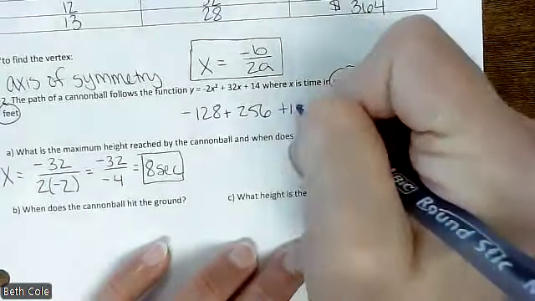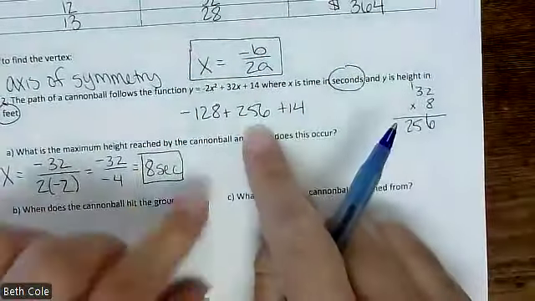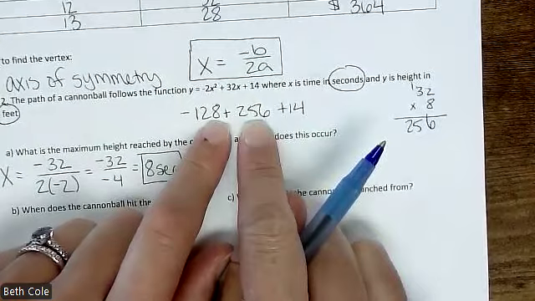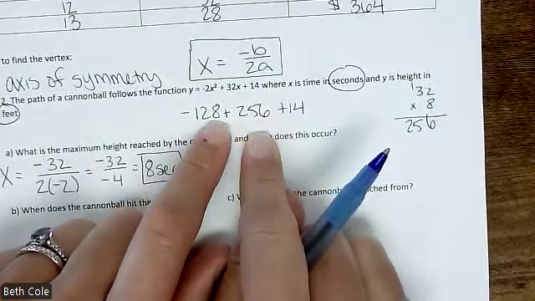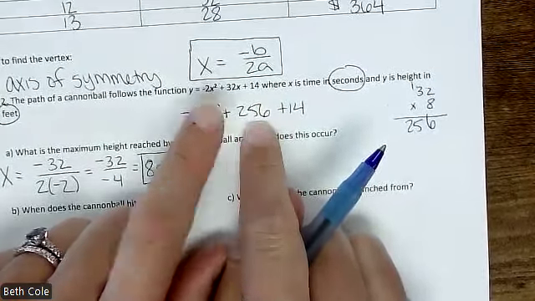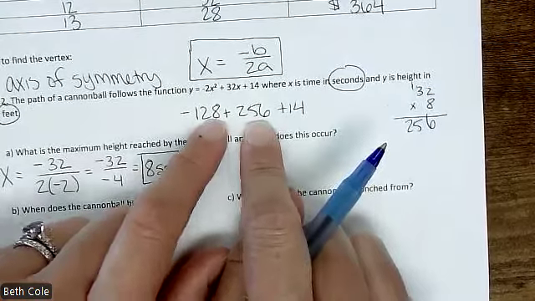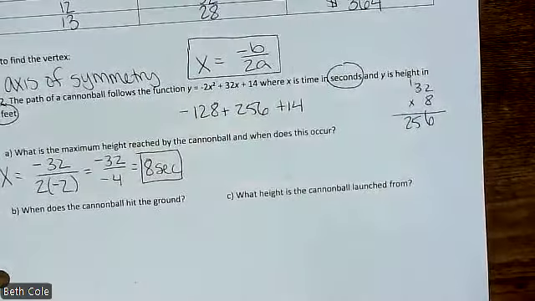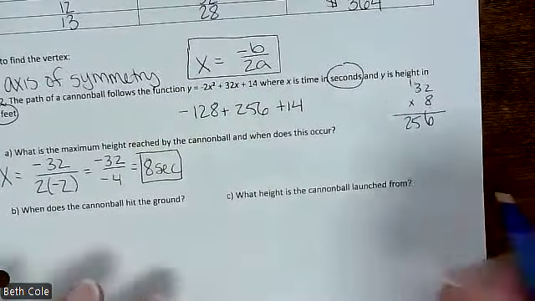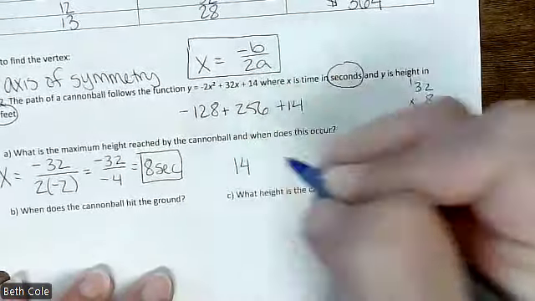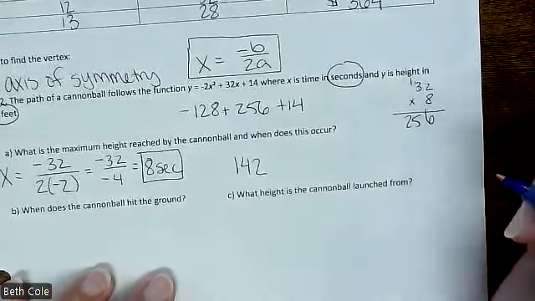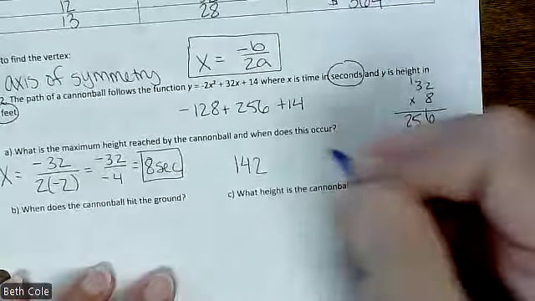All right, and then plus 14. Now this is actually kind of nice because if you double 128, you get 256. So 256 minus 128 is 128, plus 14, so 142. Did I do that right in my head? You with the calculator, did I do that right in my head? 142. All right, 142 what? Feet.